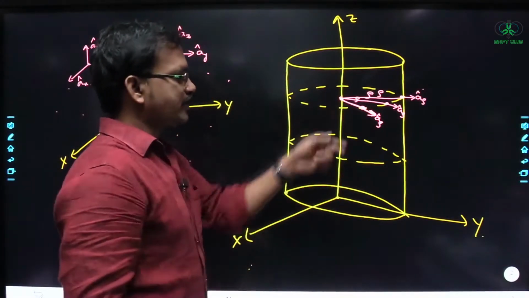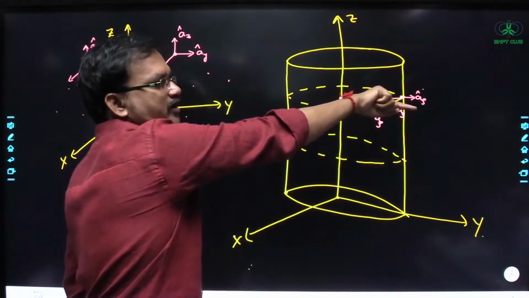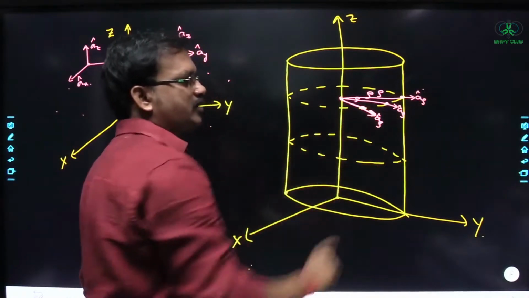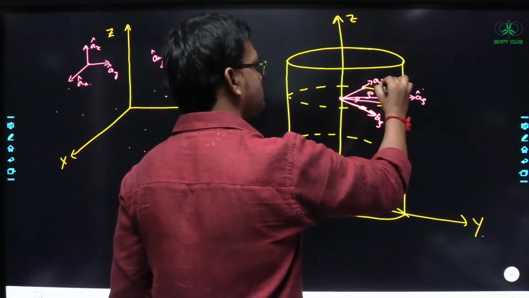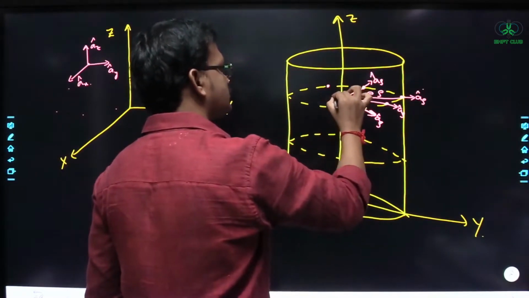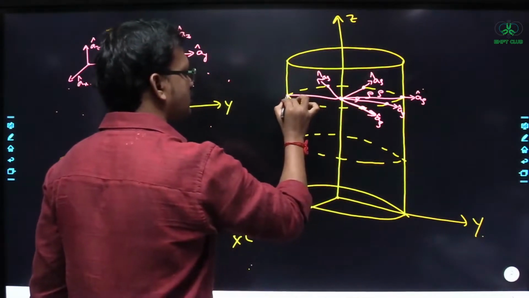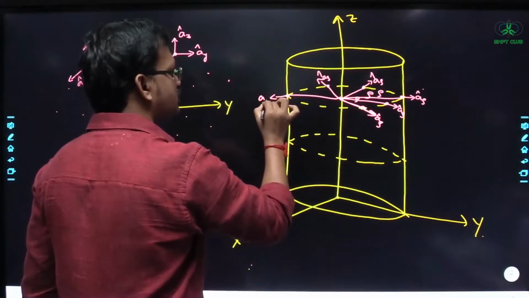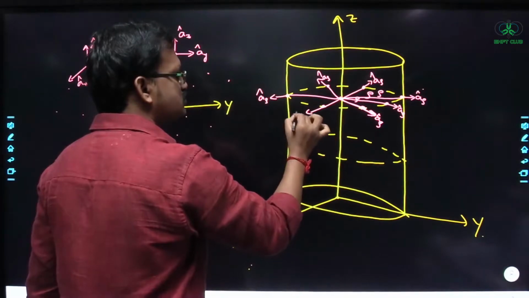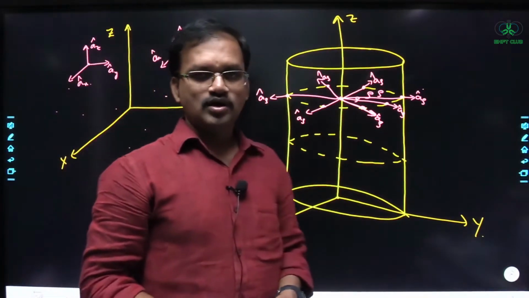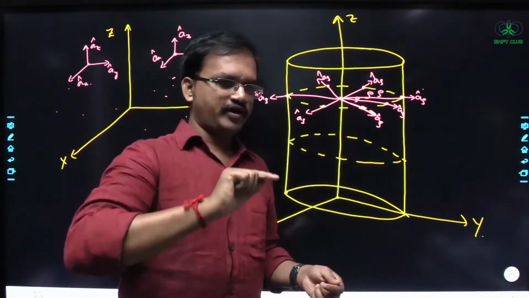Yes or no here? At this location it is pointing in this direction, at this location it is pointing in this direction, and at other locations aρ cap points in different directions. Understood? Okay, so that means if you consider a cylinder, at this location aρ cap is pointing in this direction.